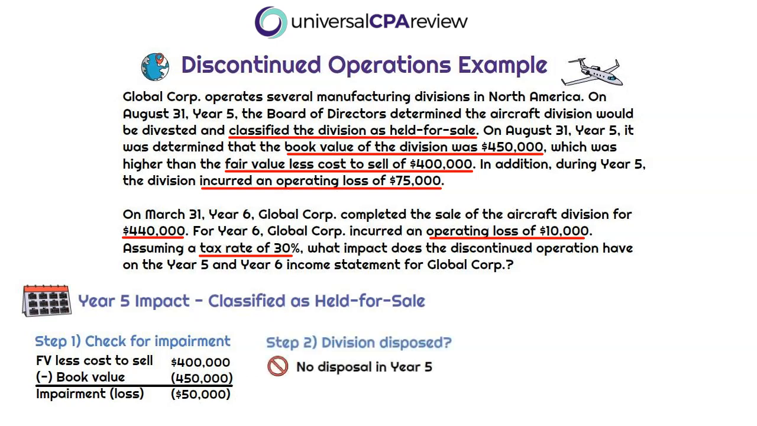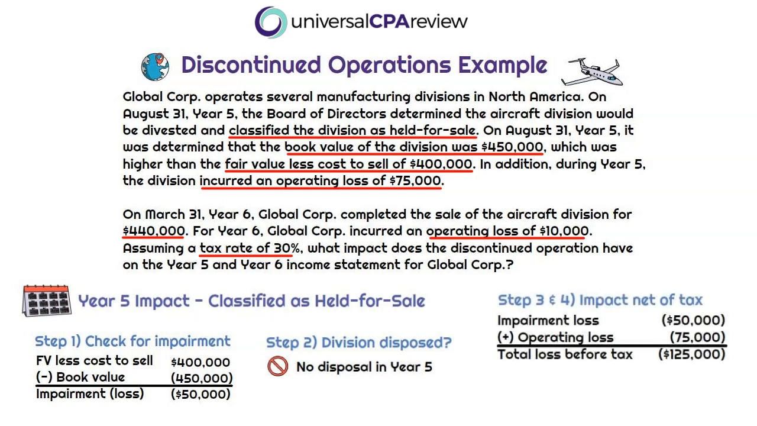So that's going to be recorded in year 5. Now, was it disposed? This is step 2. No, right? So no disposal in year 5, so we can skip step 2. Now, steps 3 and 4, this is where we combine basically all the items that impact the discontinued operation and then take it net of tax. All right, so we have the impairment loss, that was $50,000. They also had an operating loss of $75,000. So when we combine that, that's a total loss before tax of $125,000.